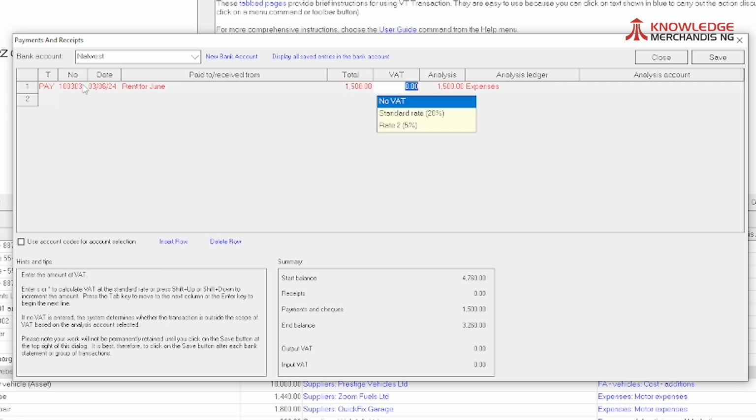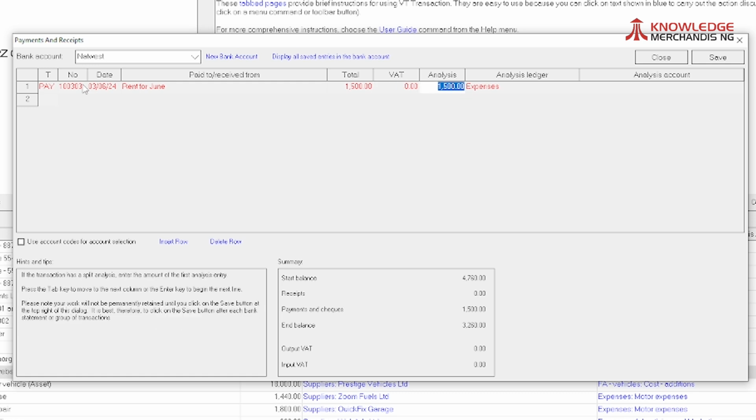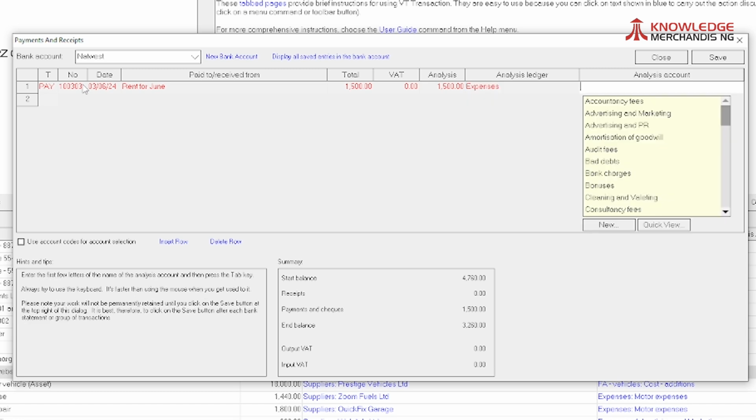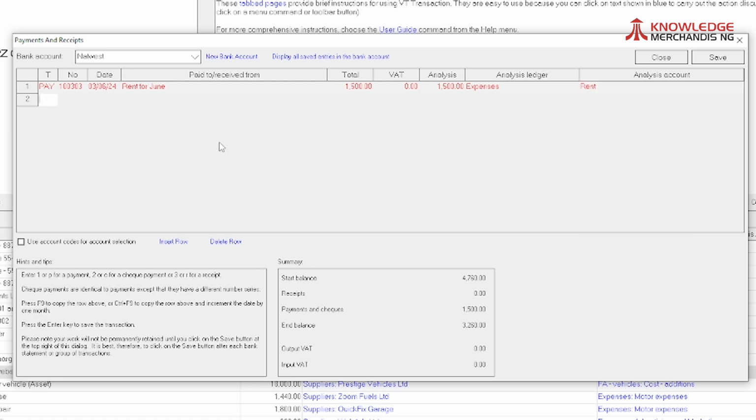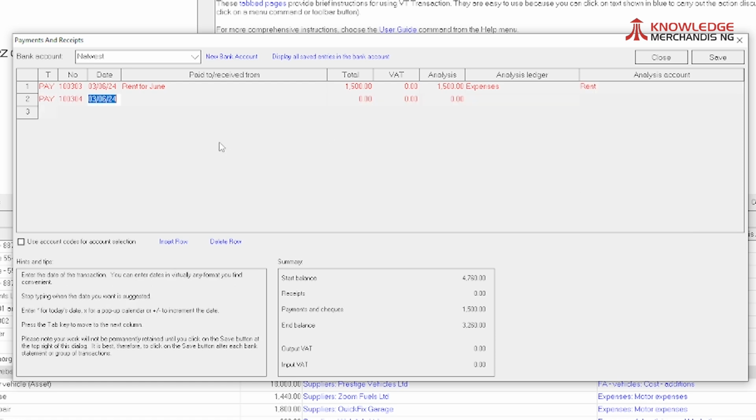Because we do not have an invoice, we can't charge VAT on expenses. In expenses, it is rent. Select rent. Okay, next one, we are going to do payment again.